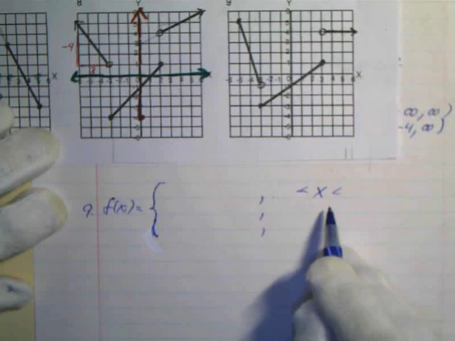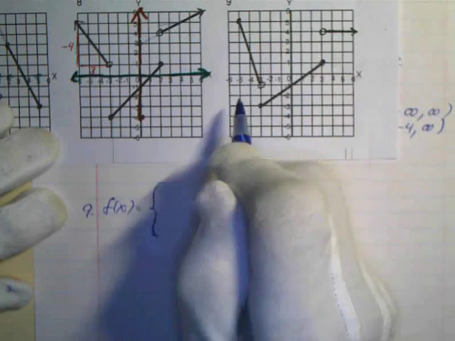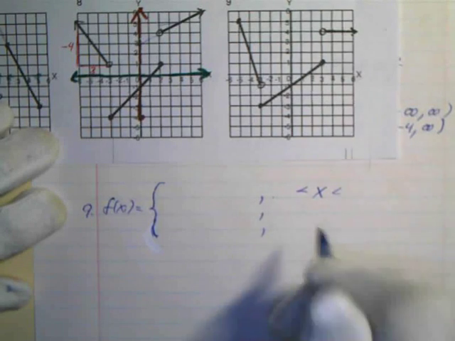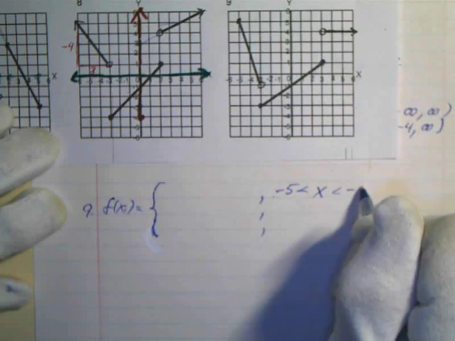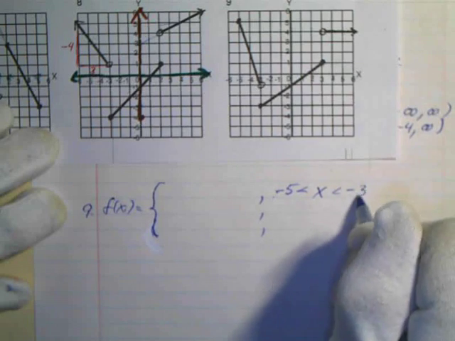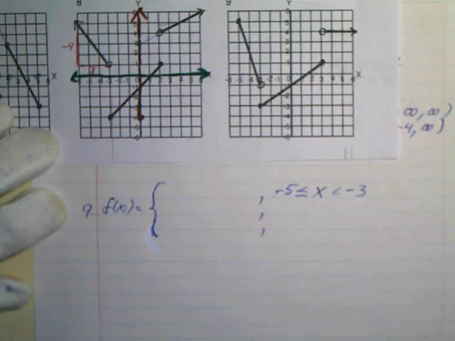I can write less-than signs in both of these, and I can fill them in later. And it's going to go from -5. That's the smallest, -5 to -3. And it's going to be equal at -5, so I can put an equal sign there, but open at -3, so I can leave it like that.